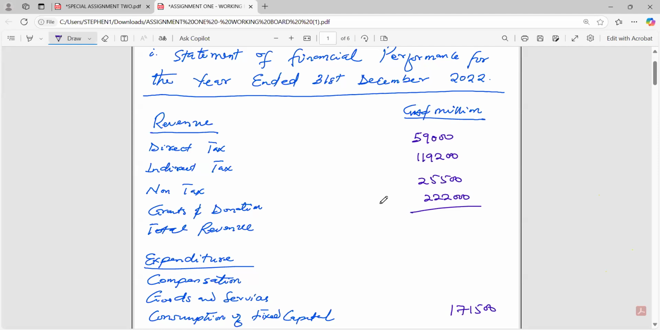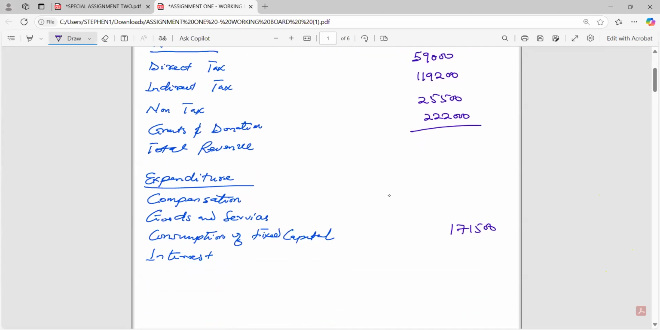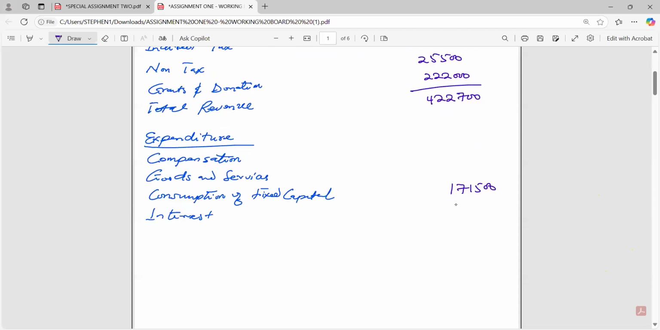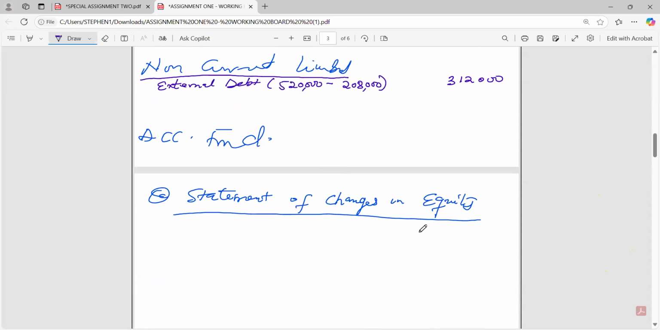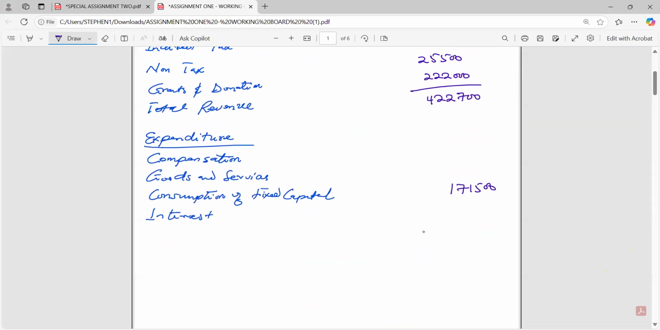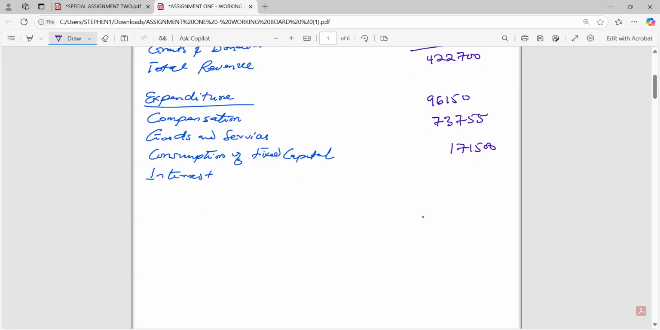Good. Someone should find a total. Let's go to the compensation. What do you get for compensation, please? So the total is 422,700. Compensation is 96,150. Goods and services, please. 73,755. Good. Interest is 63,000.